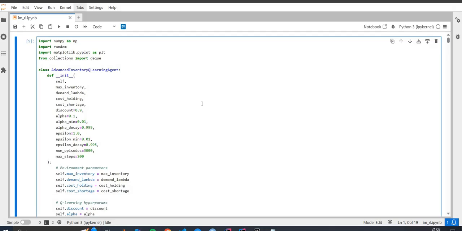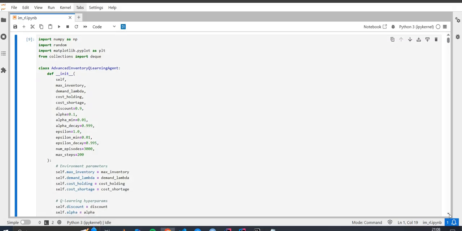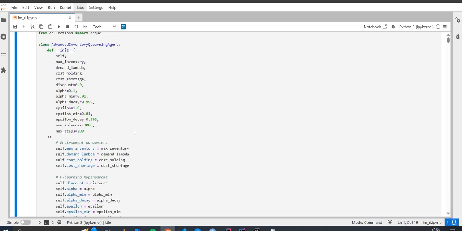Let's get started. You can see our libraries here. And here, what we are looking at is the initialization of the advanced inventory Q-learning agent class. So this is where we define all the key parameters that shape how the agent learns and makes decisions.